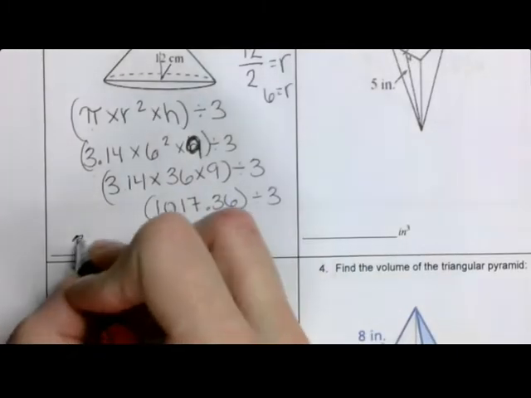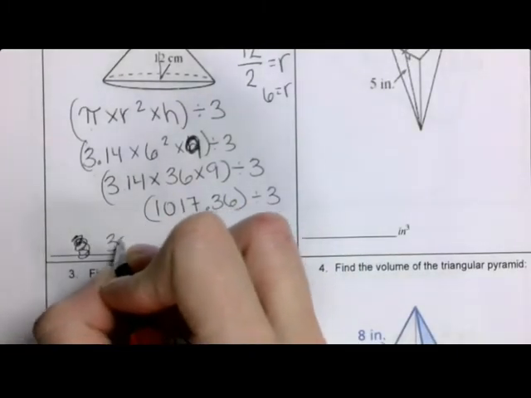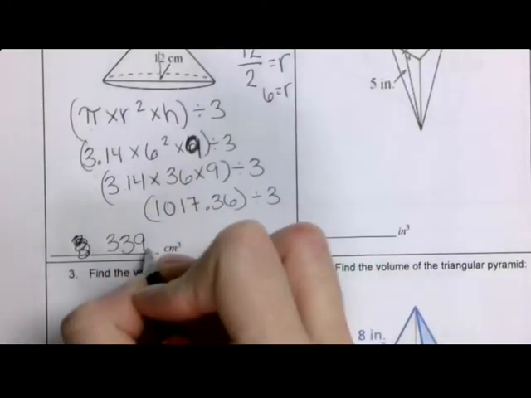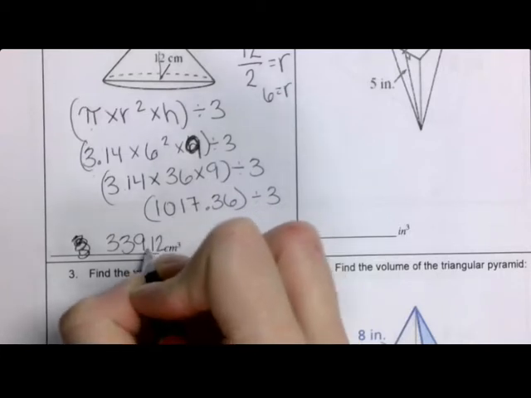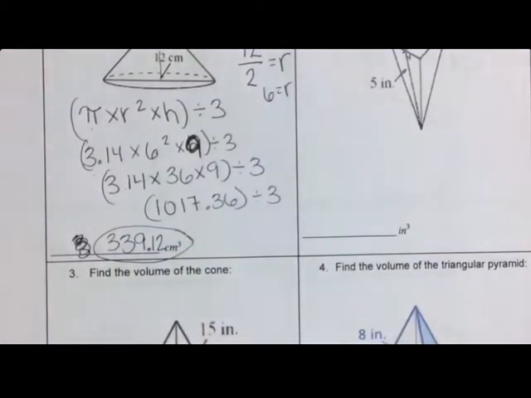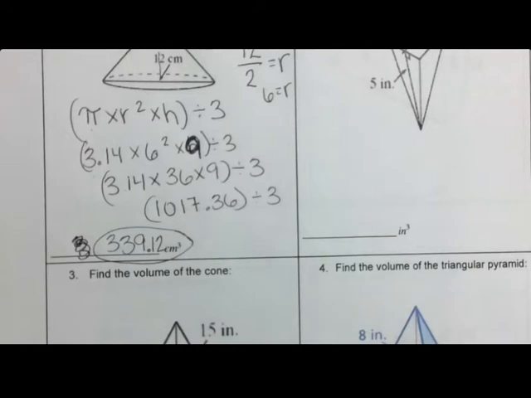That's a lot of 3s. 339.12 centimeters cubed. 339.12. I'm so sorry. All right.